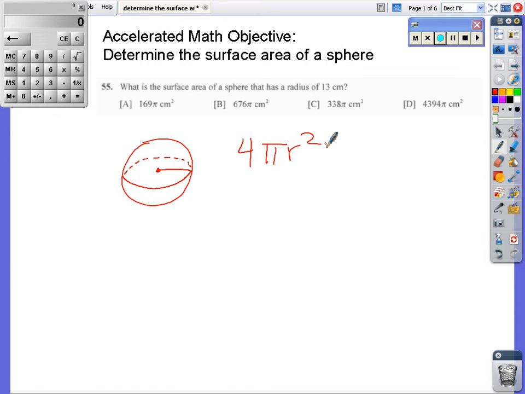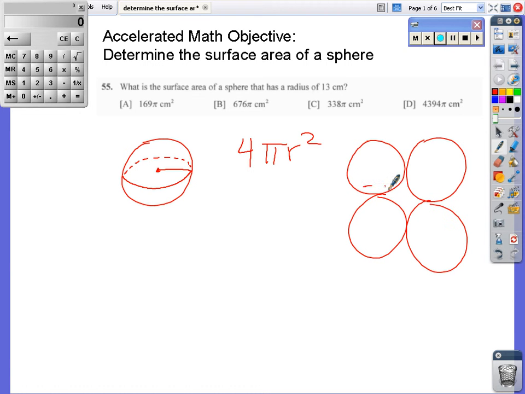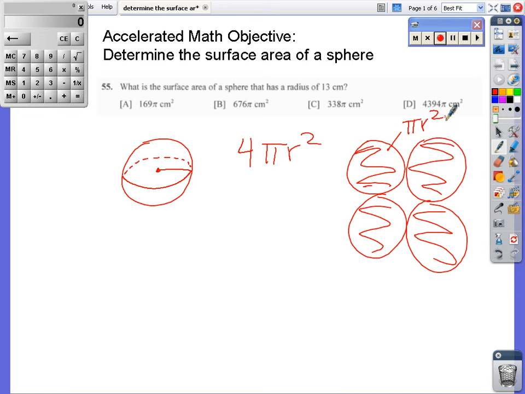Basically, if you peel off the outside of that sphere and lay it out into circles with the same radius, you could fill up 4 circles with that surface area. And so each one of these circles represents pi r squared. Since there are 4 of them, it's 4 pi r squared. If you didn't get any of that, that's all right. You kind of need a demonstration of that to understand it completely. But anyway, 4 pi r squared is the surface area of a sphere.